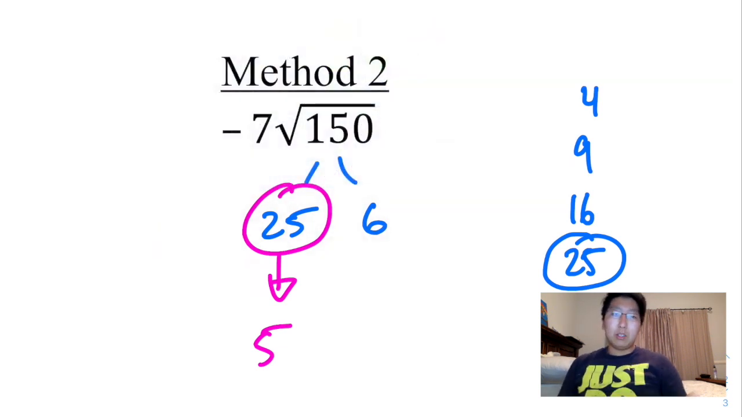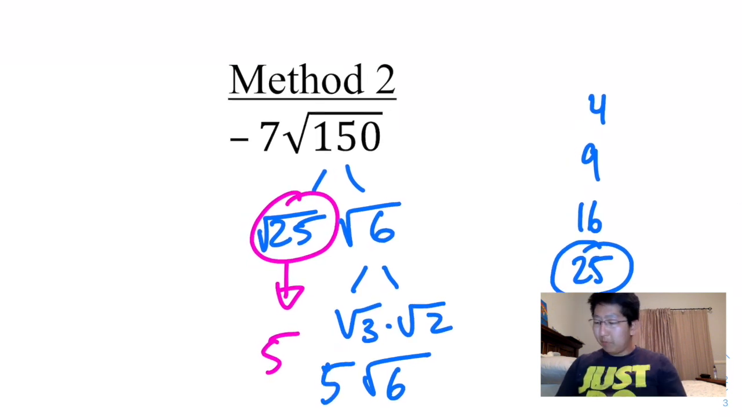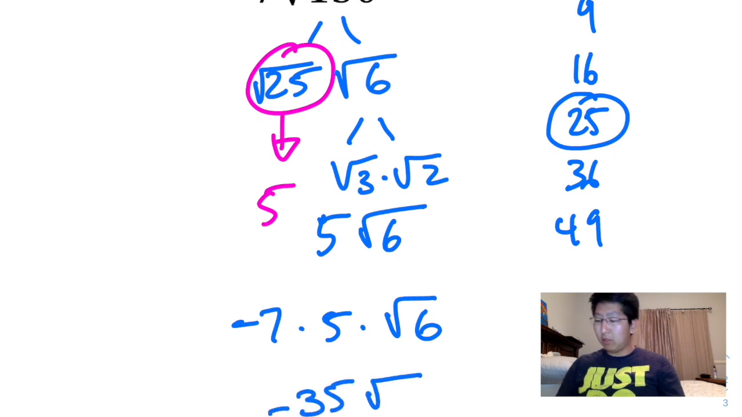And I can break down 6, but it's going to come back together. Square root of 3 times the square root of 2. And that right there is going to equal square root of 6. So we have 5 square root of 6. But remember, we have the -7 times 5 times the square root of 6. So -7 times 5 is 35. -35 square root of 6. And that's our final answer.